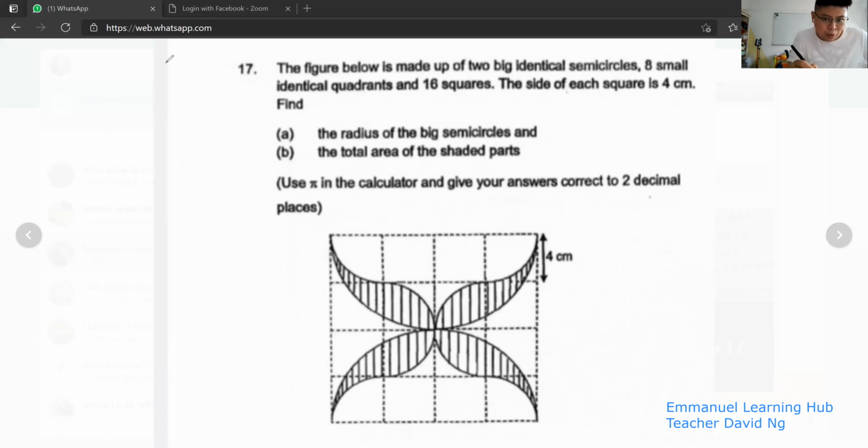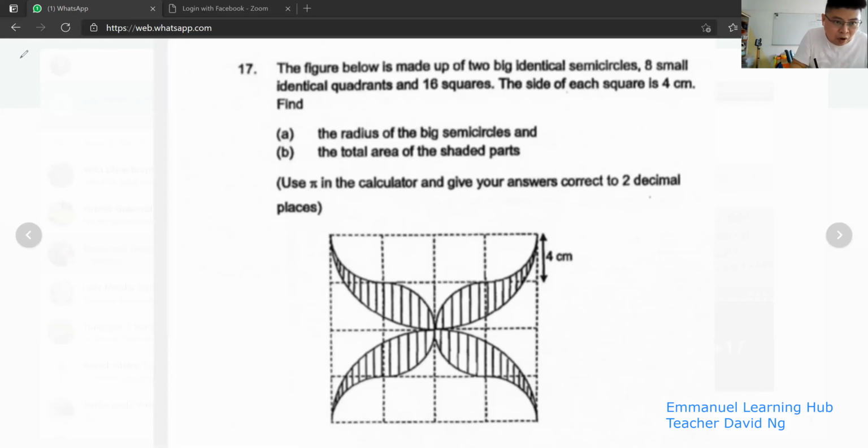So, they ask you to find the radius of the big semicircles. You can find it immediately. You see your big semicircle, right? This is your big semicircle. And you know that one box here is 4 cm. So the radius would be 8 cm. 4 plus 4 is 8 cm.